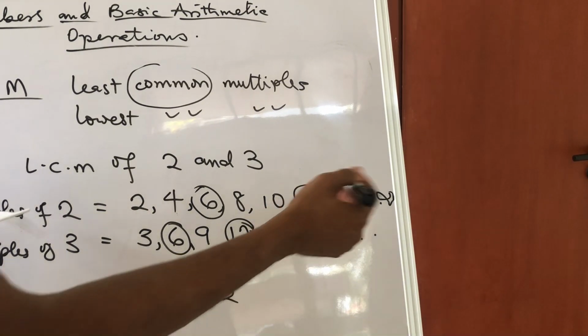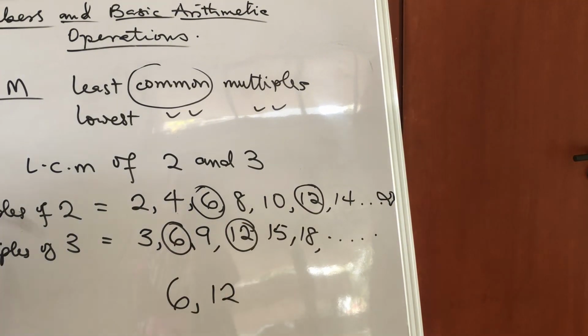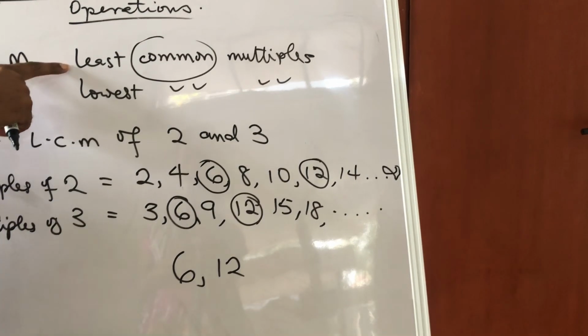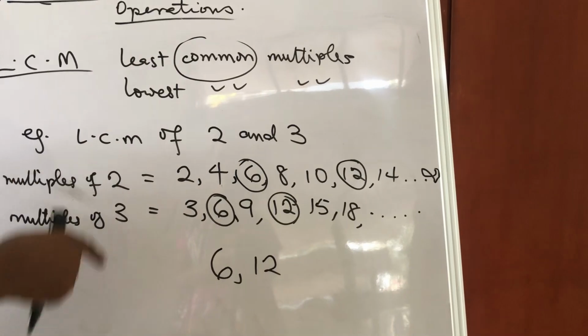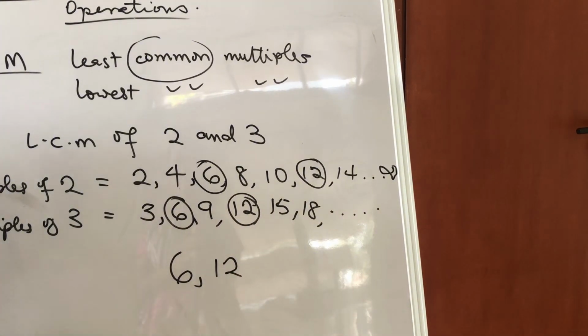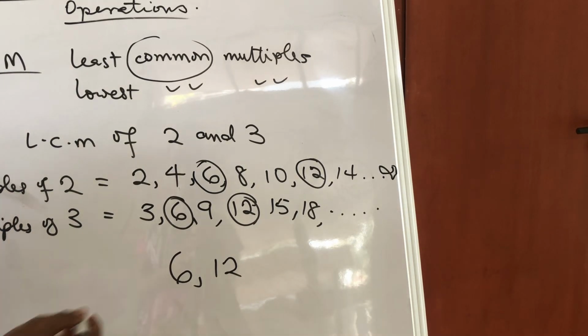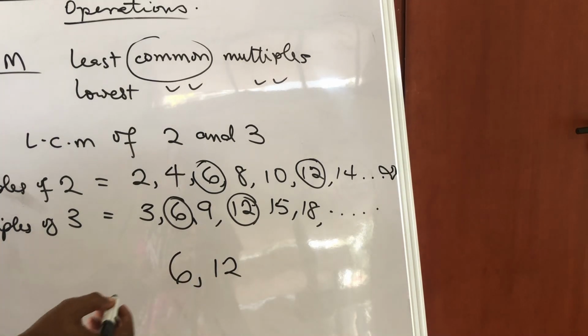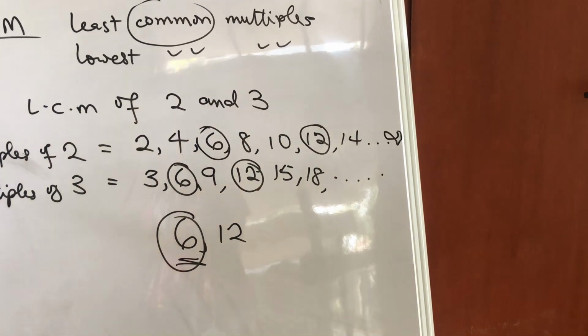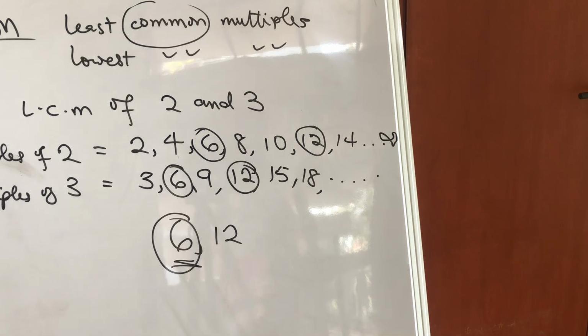Now, there could be other common multiples as you go further, but let's stop here. Why don't we need to go further? Because what is of our concern in LCM is the lowest of the common multiples. And out of these two common multiples, the one that is the lowest is 6. So 6 becomes the lowest common multiple of 2 and 3. So this is the concept of LCM.